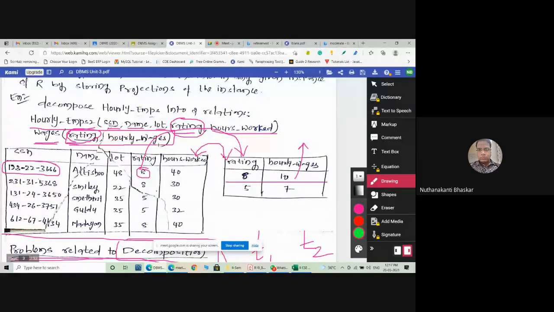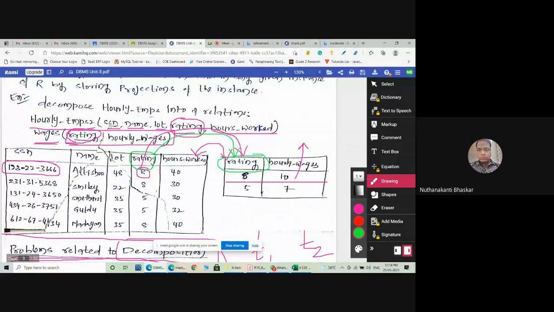After decomposition, you need to check. Before decomposition, you need to check that the relation is suitable for which normal form. That is done. Now I have decomposed already. Now after decomposition, you need to check two things. One is lossless join. Another one is the dependency preservation. What is the meaning of dependency preservation? Dependency preservation means the same column name must be there in the two tables. That is dependency preservation.